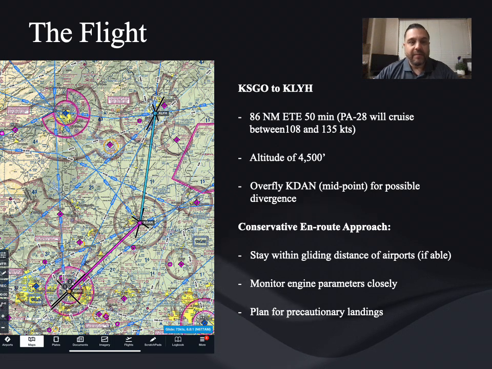The actual flight from KGSO is 86 nautical miles. Estimated time en route, 50 minutes. This is based on a quick Google review of PA-28 cruise speeds between 108 and 135 knots. I chose the lower, since it will be a brand new engine, so I'll be treating it nicely at 108 knots. Plan an altitude of 4,500 feet. I would overfly KDAN, which is a midpoint for a possible divert.